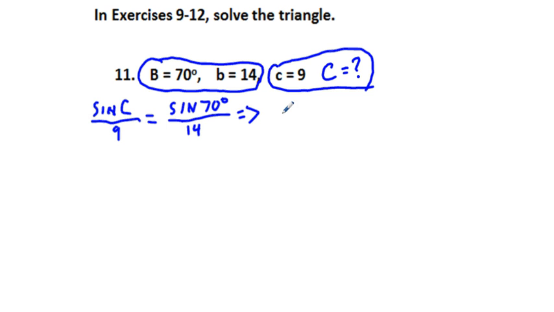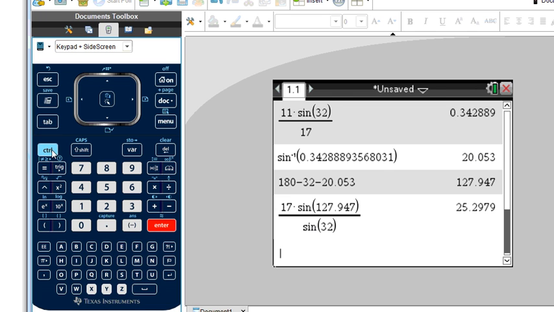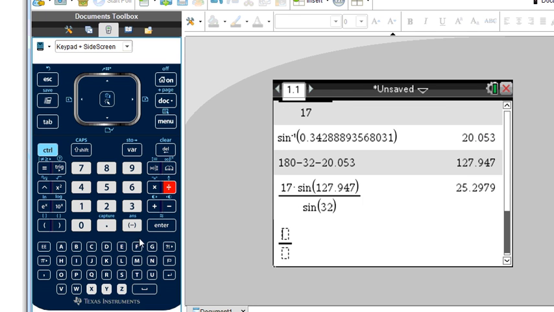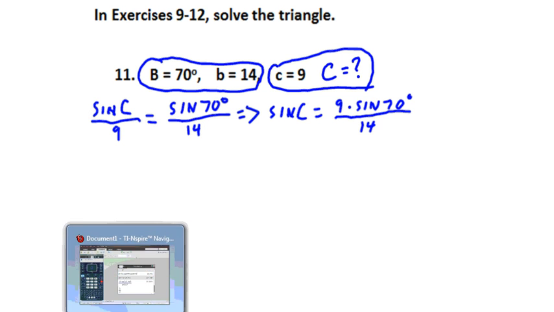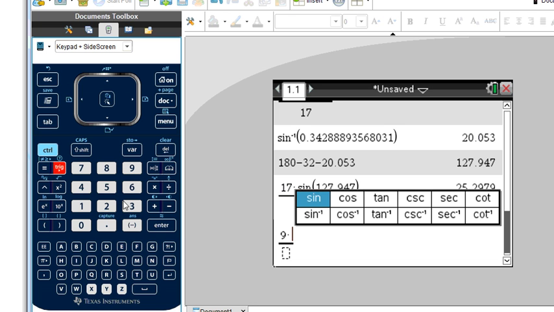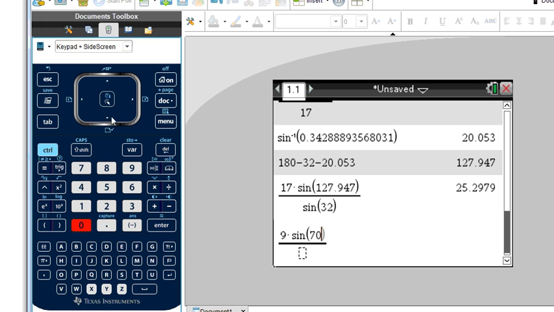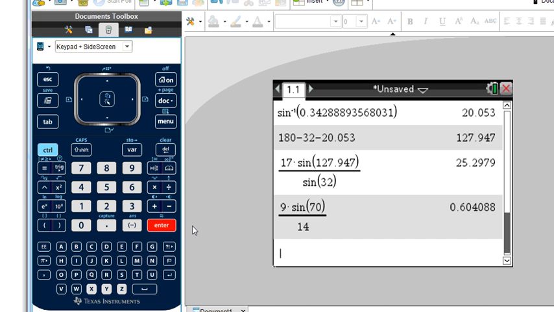And so, working this out, we get the sine of angle C is equal to 9 times the sine of 70 degrees over 14. So here we go, we have back here 9 times sine 70 degrees over 14. And so we get 0.604088.